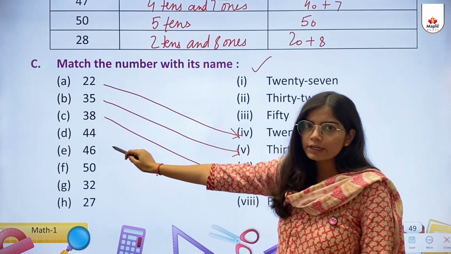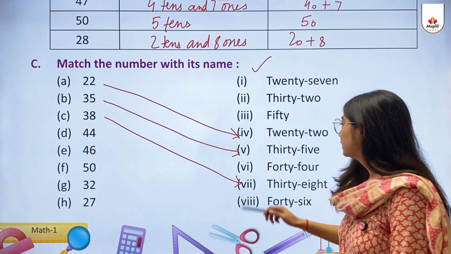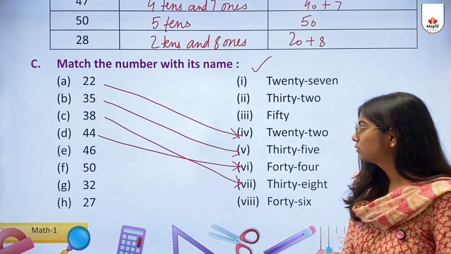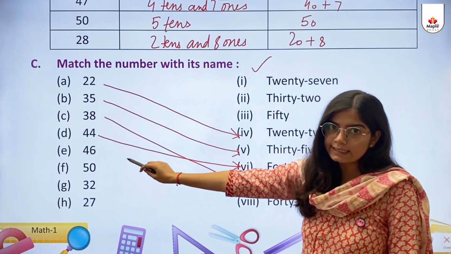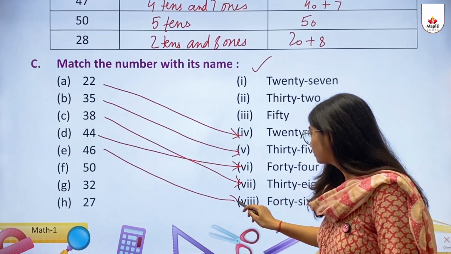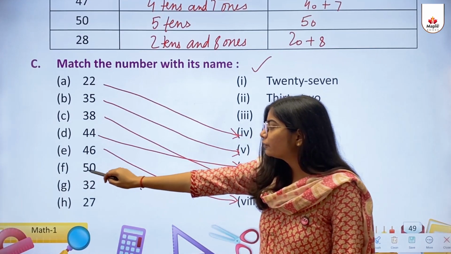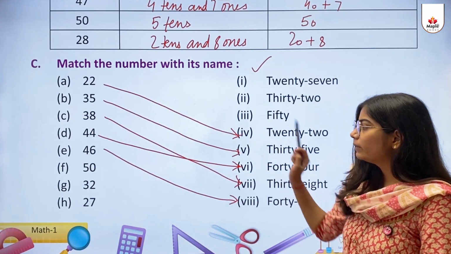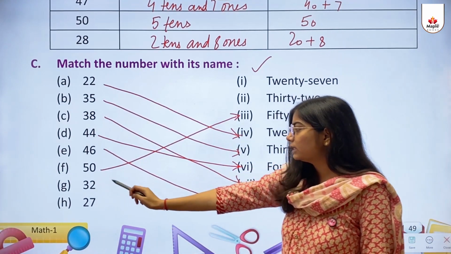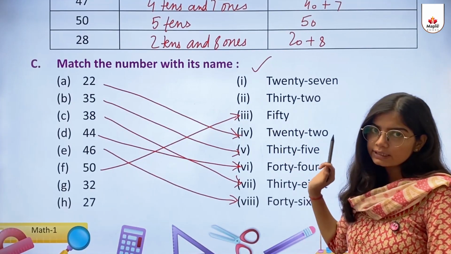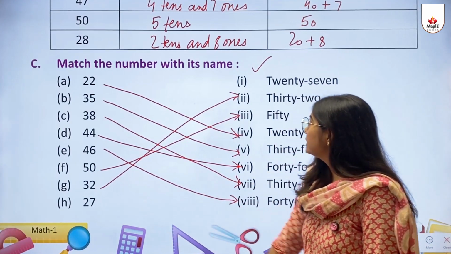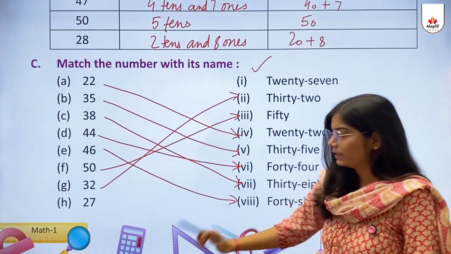Then D, 44. Sixth one is 44. Then E, 46. Eighth one is 46. Then F, 50. Third one is 50. Then G, 32. Second one is 32. Then H, 27. First one is 27.